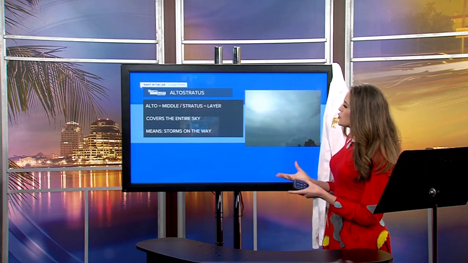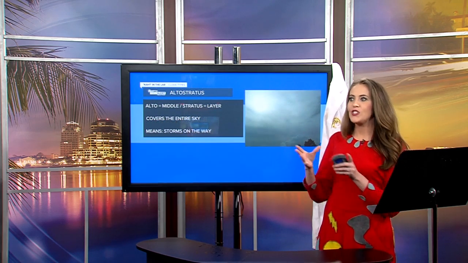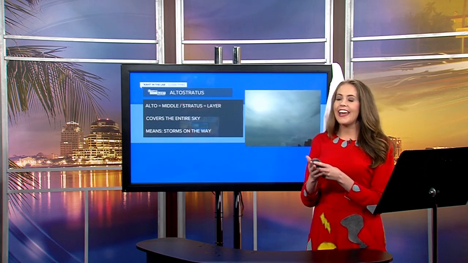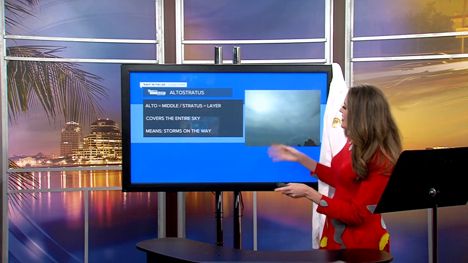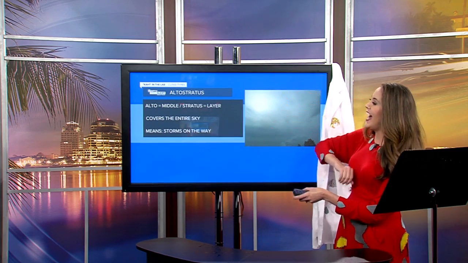Our next cloud, altostratus. Alto, middle, stratus. Okay, stratus is layered, so put those two together, you get a middle layered cloud. And these clouds cover the entire sky, and it usually means that storms are on the way.